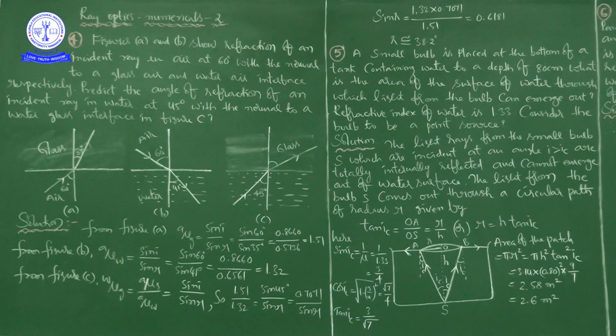Observe carefully. This is figure A. Here this is the light, this is the incident ray, this is the refracted ray. This is the angle of incidence and this is the angle of refraction. This is the air medium and this is the glass medium. So the light ray is passing from the air medium to the glass medium.